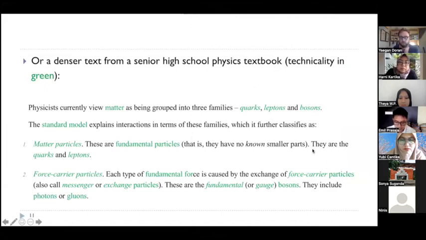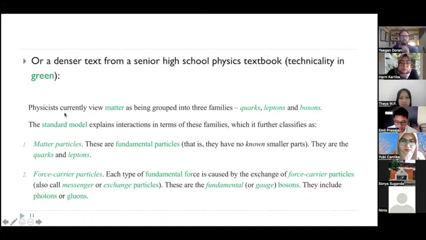Or we can look at a much denser text that uses a lot of technicality. This is from senior high school. This is from the final year of high school. And it's in fact a textbook that I used when I studied my final year of high school. And this is in physics, very technical, and it's describing different types of matter, different types of particles. If you've never done physics or never done physics in English, don't worry if you have no idea what any of these words mean. I'm just pointing out that there's a lot of technicality.